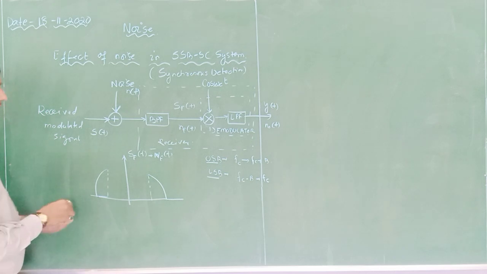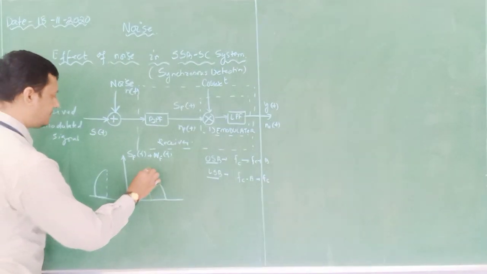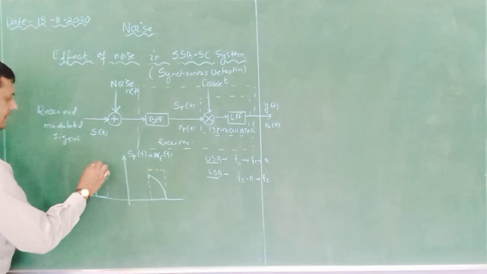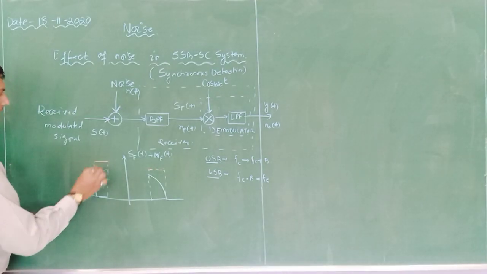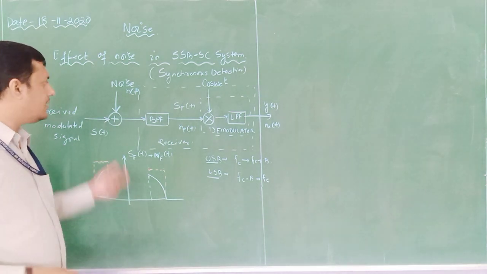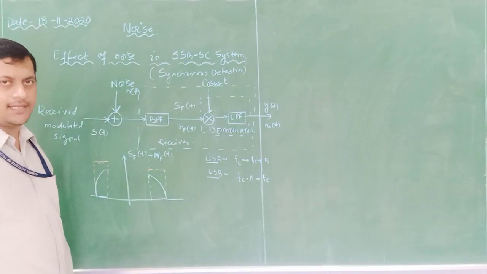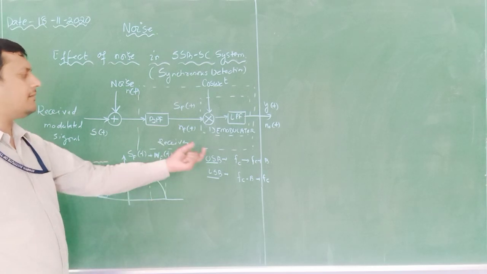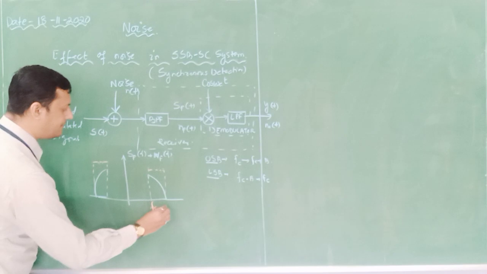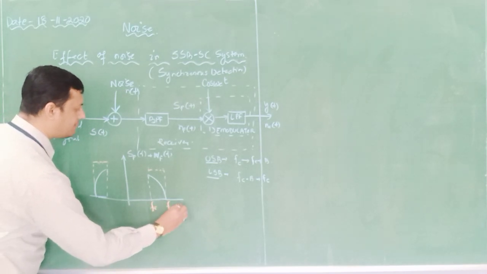Now when I am receiving the upper segment, it will pass through a band pass filter whose bandwidth is B, because we need to extract the modulating signal, and the modulating signal depends upon the bandwidth B. So here I will say it is f_c plus B.